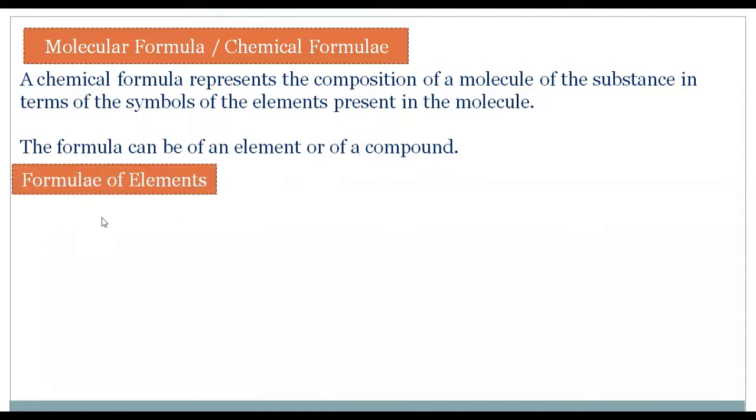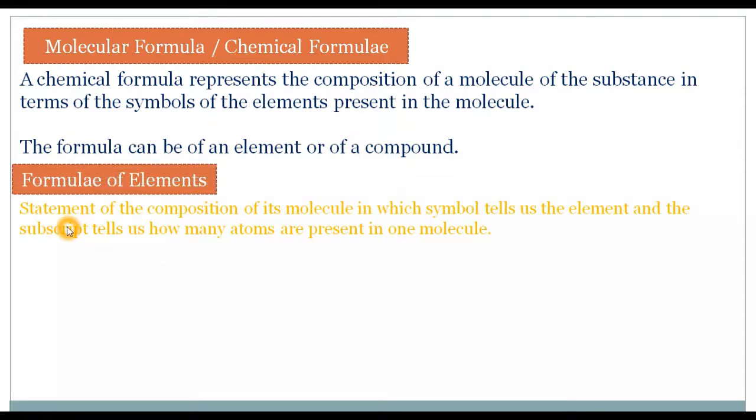Now let's see the formula of elements. It is the statement of the composition of its molecule, in which the symbol tells us the element, and the subscript, that is the lower figure, tells us how many atoms are present in one molecule. So whenever we write the formula of elements, we have to write the composition of the molecule in terms of symbols. We write the symbol for the element, and also how many atoms are present in that one molecule, and that number is written in the subscript, the lower figure.